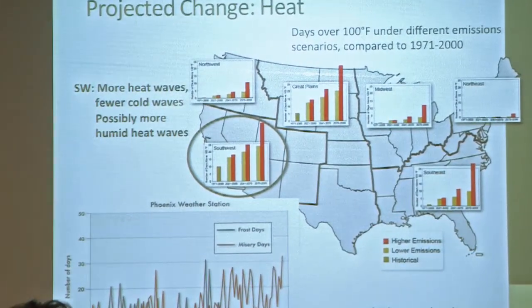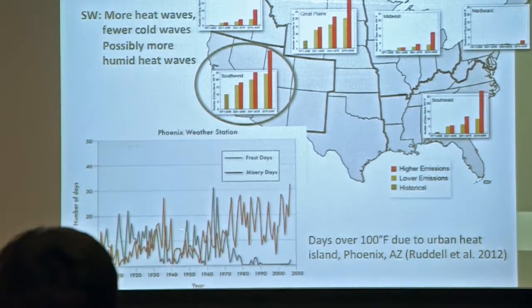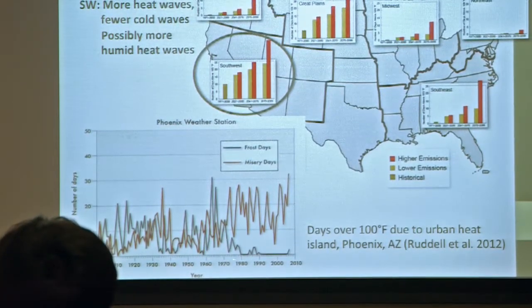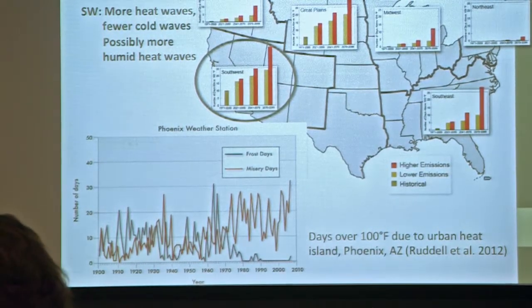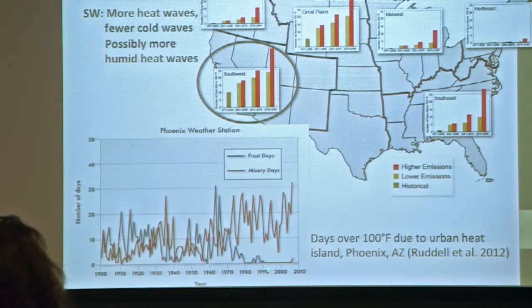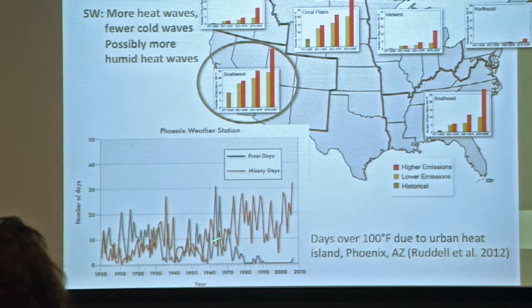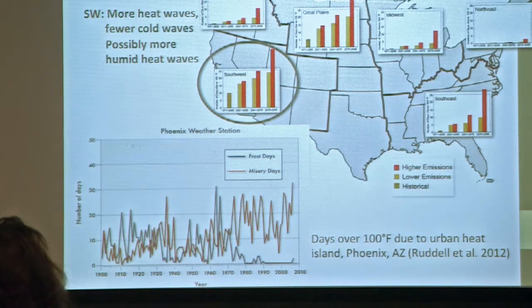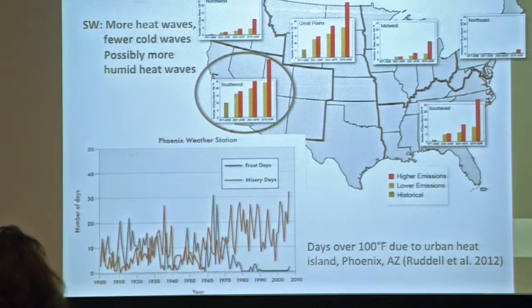And interestingly, here's a plot that shows changes in the number of days where we get frost, pretty much almost none. And I know when I moved here that we would get a frost like every year, and that's just not happening anymore. That was back here in this early period. And then this is misery days. Those are days over 100 degrees increasing. That's the actual record for this region, for Phoenix.